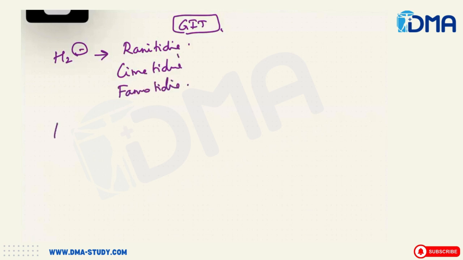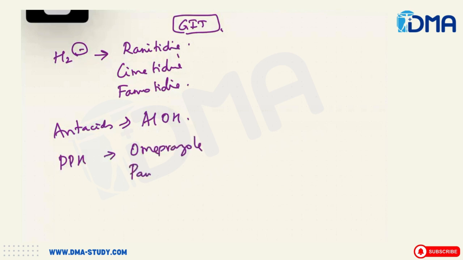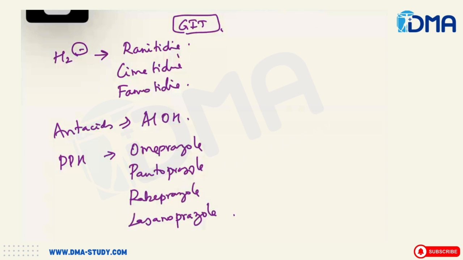Right? Then antacids. Example of antacids, aluminium hydroxide. It is an antacid which is used. Proton pump inhibitors. Example, omeprazole, pantoprazole, rabeprazole, lansoprazole. Many are there. I'm just mentioning the names. This suppresses the proton pump so that HCl is not secreted in the lumen, and hence gastritis is prevented. The antacid helps in neutralizing the gastric acid.